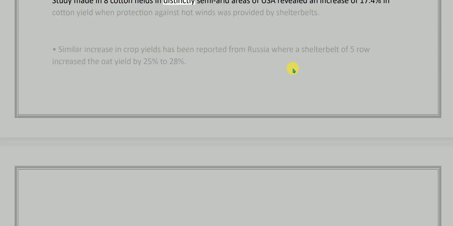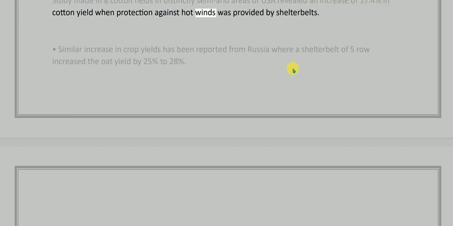As there is considerable reduction in the wind velocity on the leeward side of a shelter belt, wind erosion is very much reduced. Increase in agricultural and horticultural crops: shelter belts increase production of agricultural and horticultural crops. A study made in 8 cotton fields in semi-arid areas of the USA revealed an increase of 17.4% in cotton yield when protection against hot winds was provided by shelter belts.